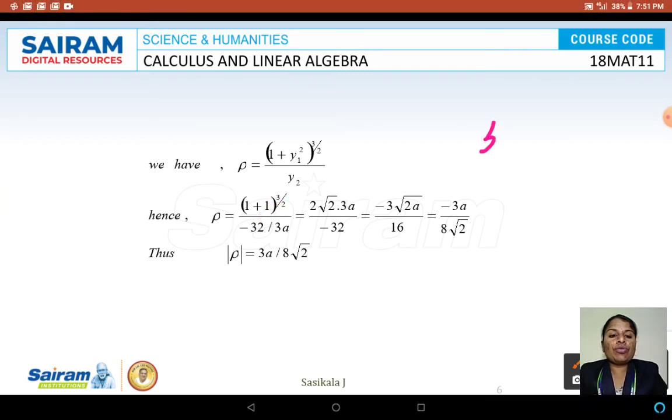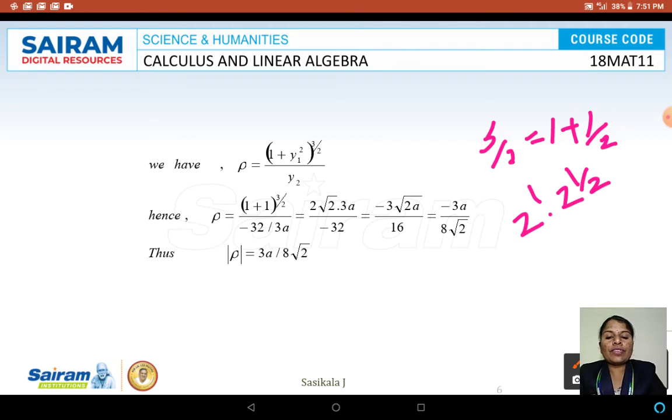So 3 by 2 is nothing but 1 plus 1 by 2. So you can write it as 2 power 1 into 2 power 1 by 2, which is written as 2 root 2 into 3a. This, from the denominator, has come. So minus 3 root 2a by 16. Again I can write it.